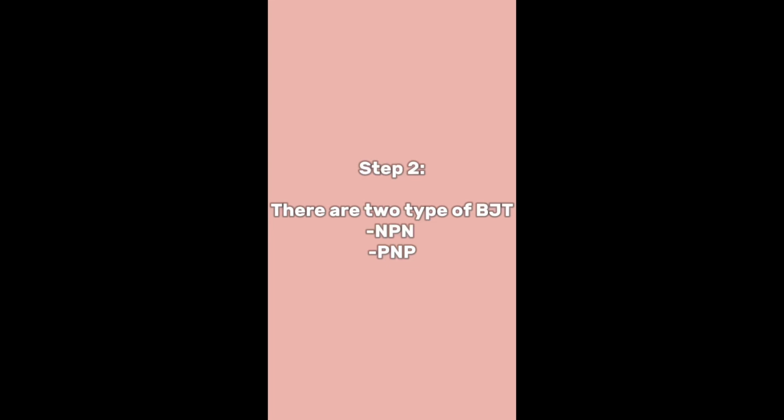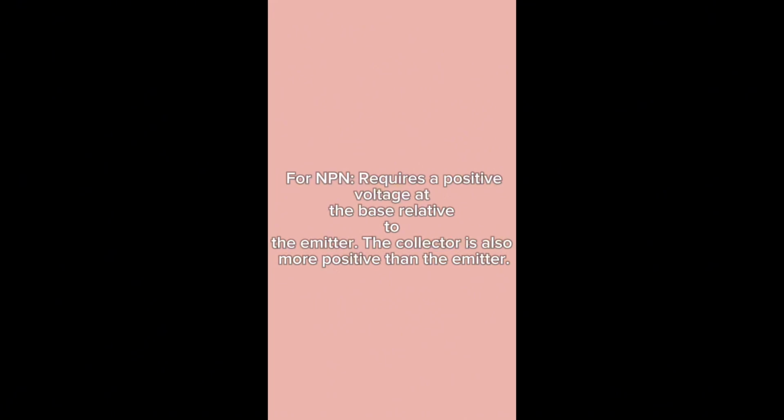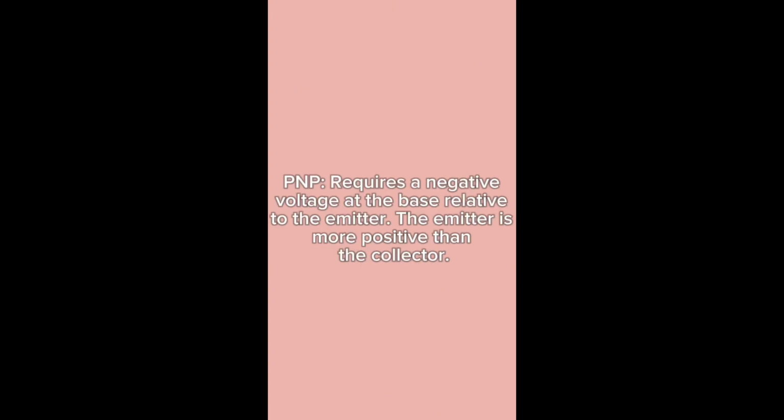Step 2. There are two types of BJT, NPN and PNP. The difference lies in the current direction and biasing. NPN requires a positive voltage at the base relative to the emitter. The collector is also more positive than the emitter. PNP requires a negative voltage at the base relative to the emitter. The emitter is more positive than the collector.